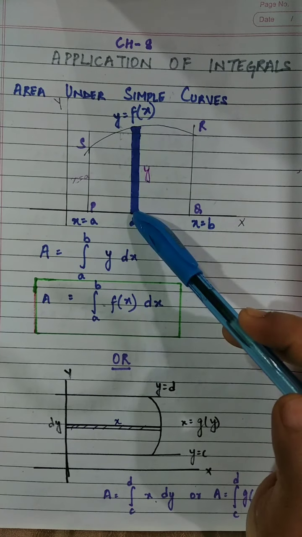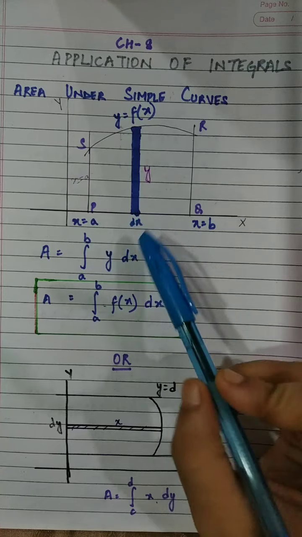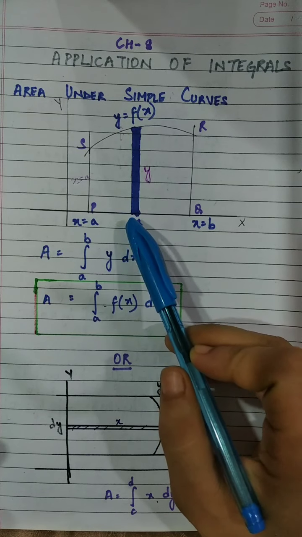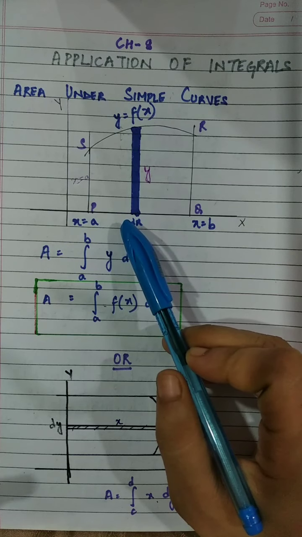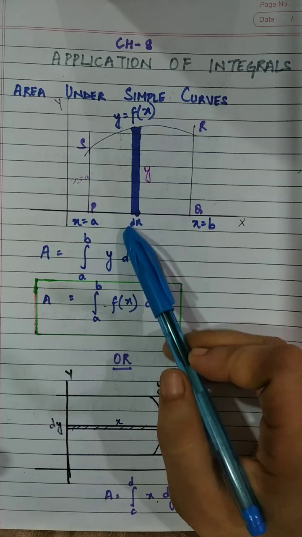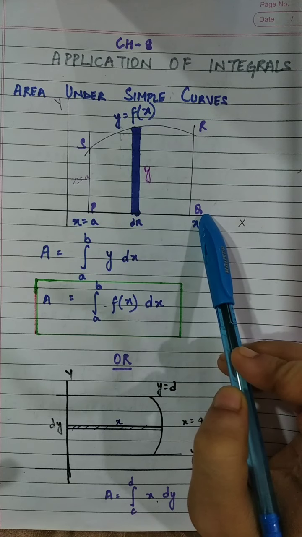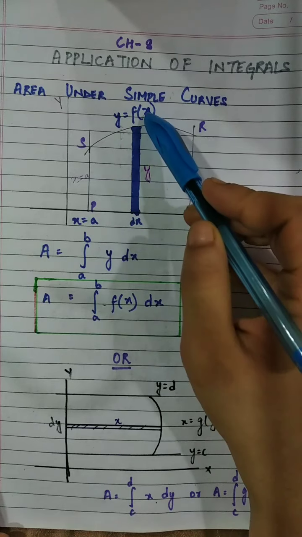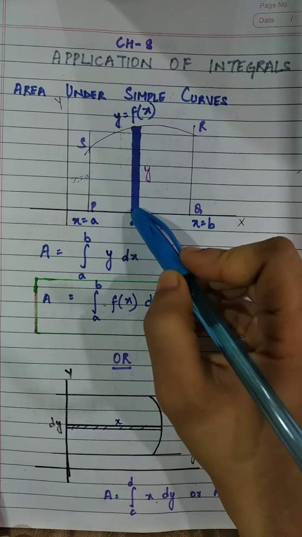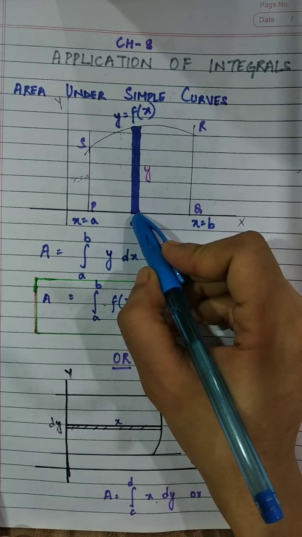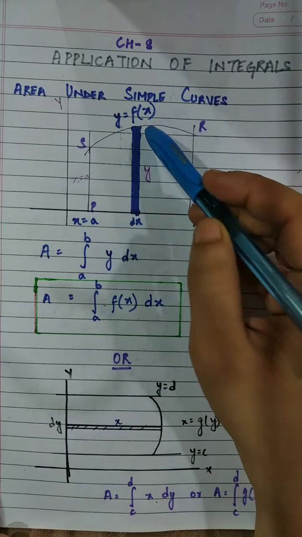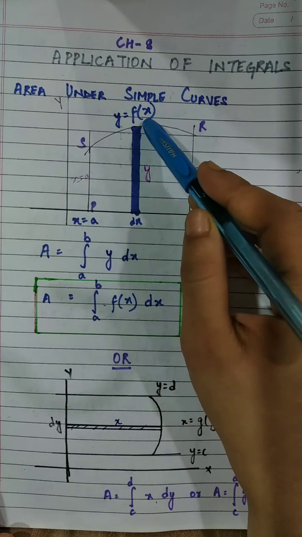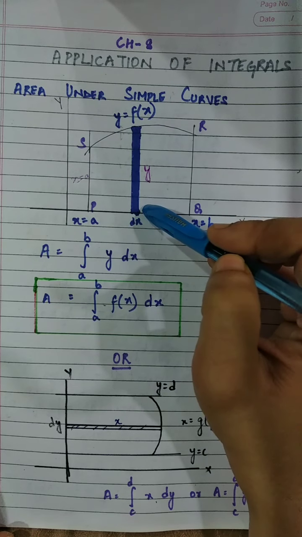I will take any rectangular strip over here, right? Remember, I can integrate it in two ways. I can integrate it along the x-axis or the y-axis. Here I am taking the integration along the x-axis. If I take this particular rectangular strip along the x-axis, this small part would be taken as dx, and since the length of this rectangle is parallel to the y-axis, its length would be taken as y, right?